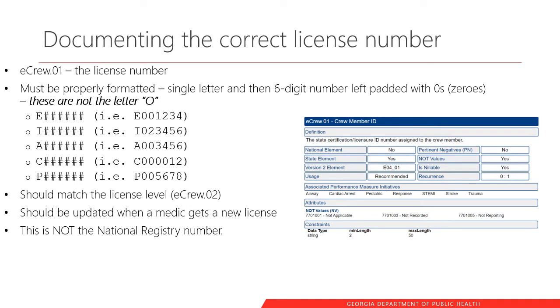And if the person gets upgraded, so they were an EMT and now they're an advanced EMT, then what gets reported on the PCR needs to be the correct license number, right? Their current correct license number. Keep in mind, this is not their national registry number. Okay, not their national registry number.